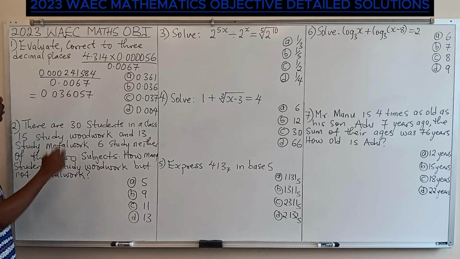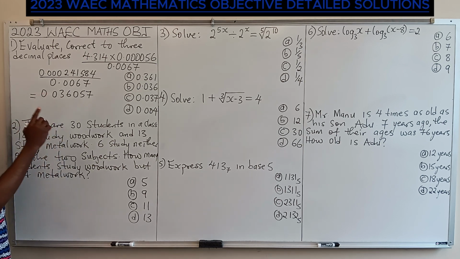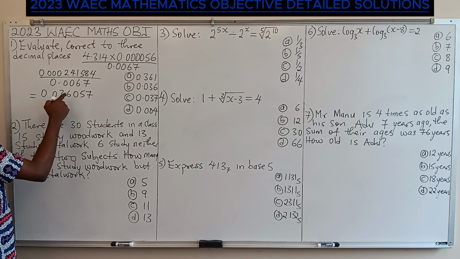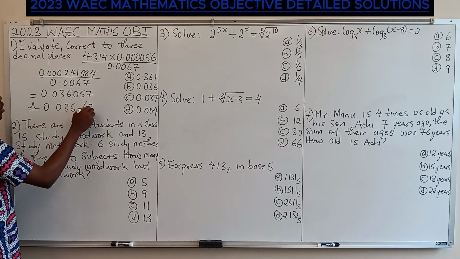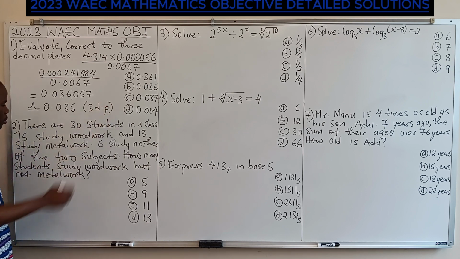3 decimal places means after the decimal point, count 3 digits. 1, 2, 3. So this is where we are stopping. This is not up to 5, and so this is approximately 0.036 to 3 decimal places.